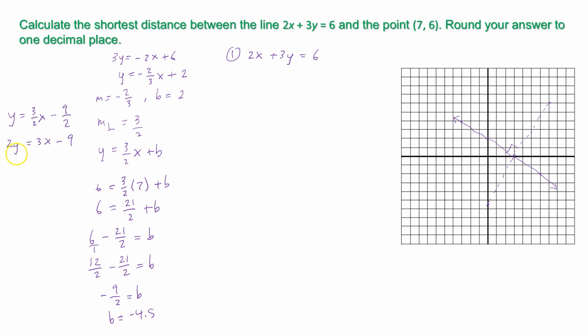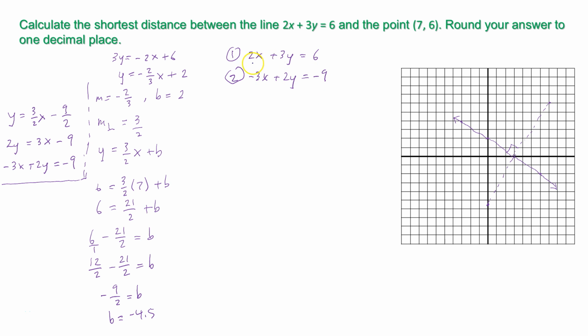And I'm going to move the 3x over to the other side. So I'm going to get negative 3x plus 2y is equal to negative 9. I'm just going to put a divider here. This is separate. And so our second equation is negative 3x plus 2y is equal to negative 9.